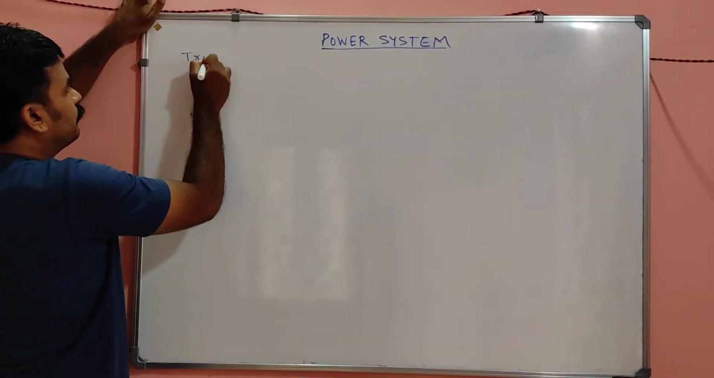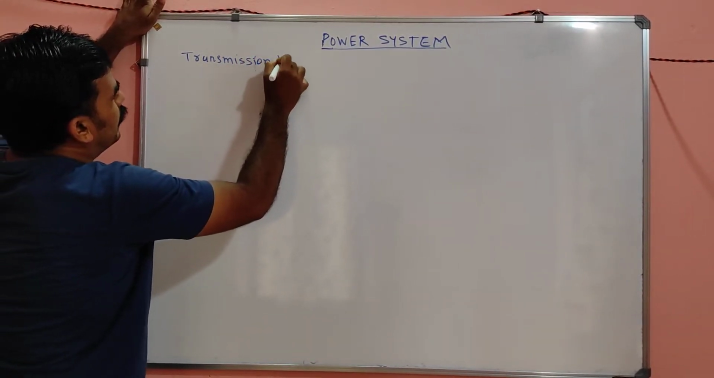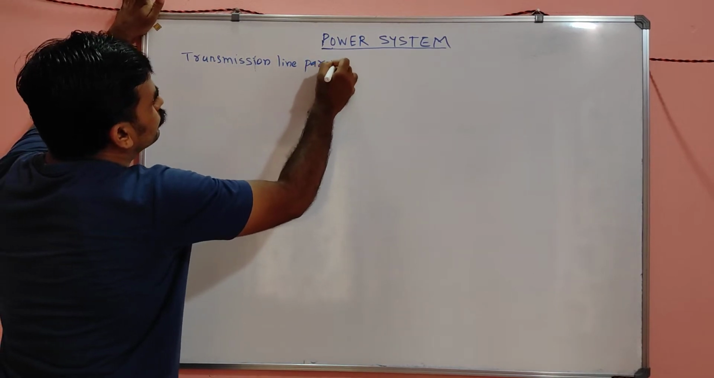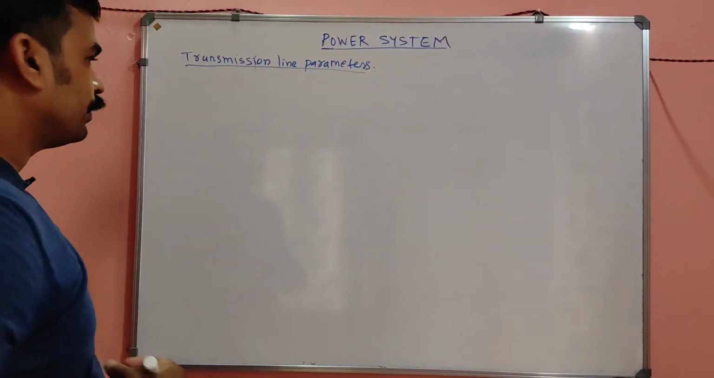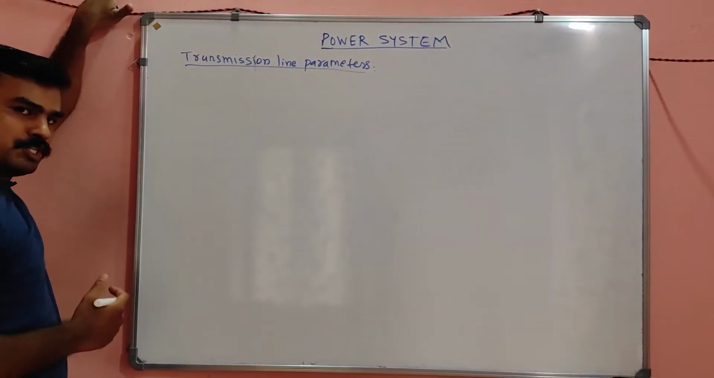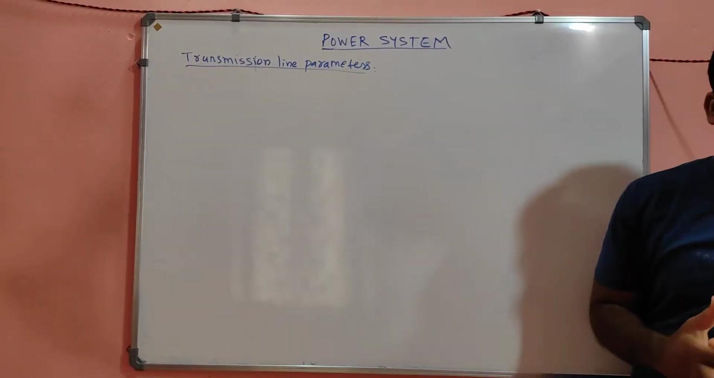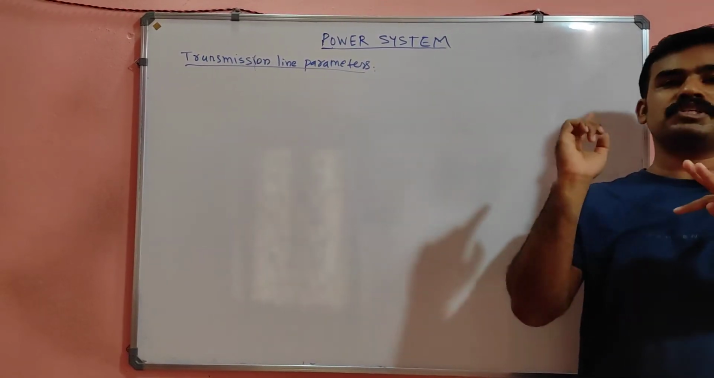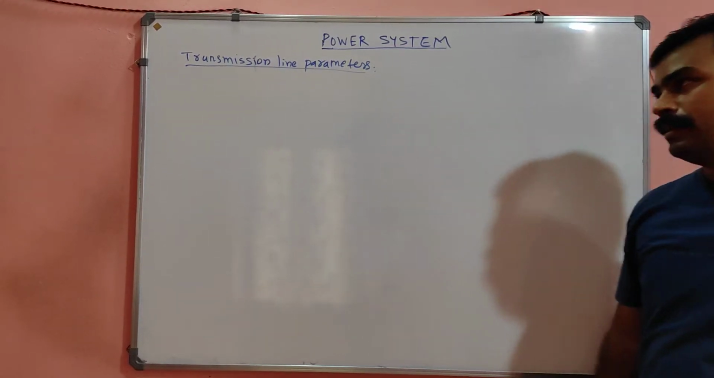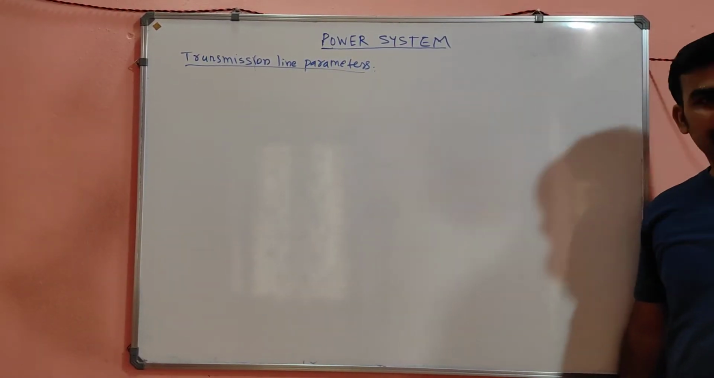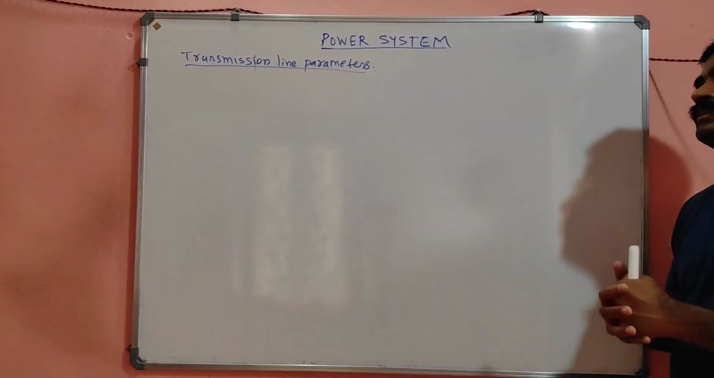Next, transmission line parameters. See my dears, our transmission line, right? Power system means it contains the generation, transmission as well as the distribution. So we dealt with the power generation. Now we have to distribute the power, right? So for distribution of the power, we have to consider the transmission line.